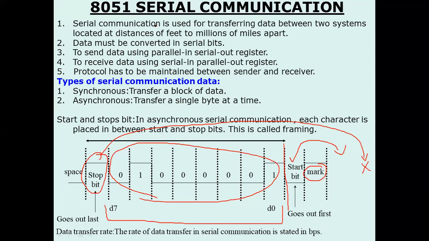Okay, so there is another thing, there is a data transfer rate. The rate of data transfer in serial communication is stated in BPS. Do you know what is BPS? Bits per second. Yes, bits per second. So now we are counting as GBPS, or somewhere in MBPS. So we will see what are these things, what is BPS, what is KBPS, MBPS and GBPS. We will see how this particular transmission is done.